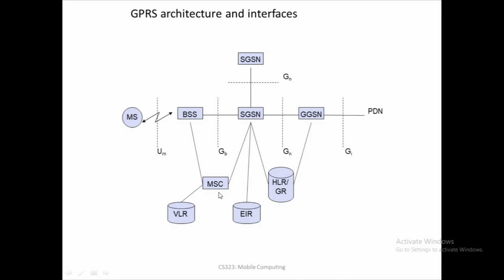Before sending any data over the GPRS network, the mobile station must attach to it. So before transferring any data over the GPRS network, you need to attach the mobile station to the network. So this is about the GPRS architecture and interfaces.